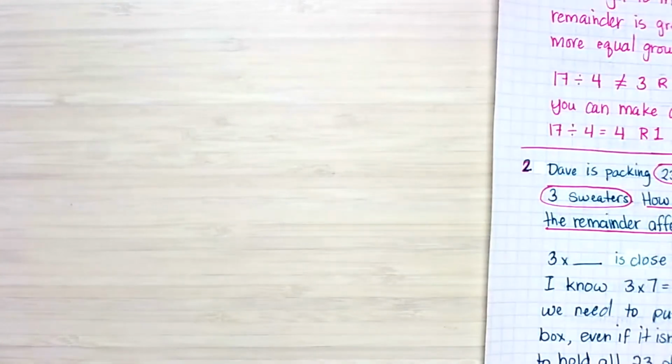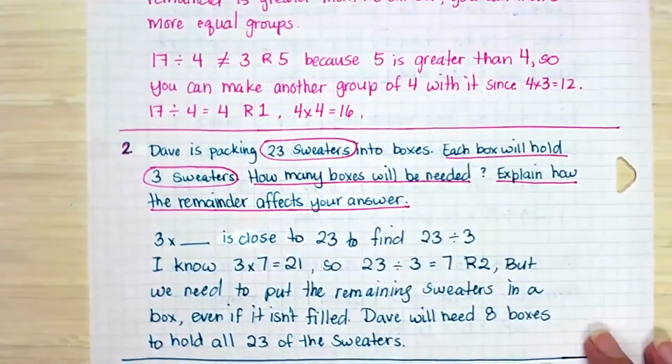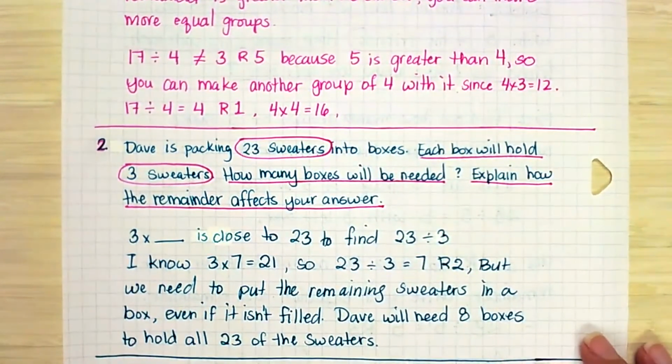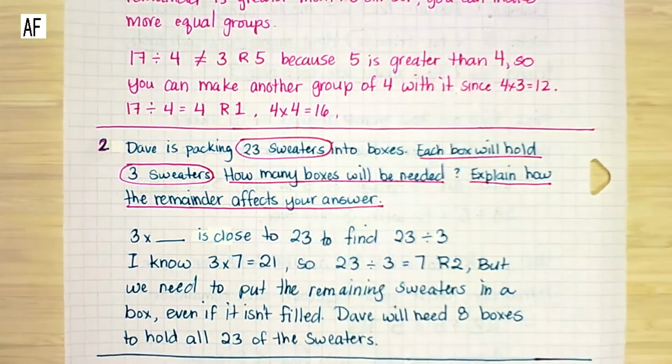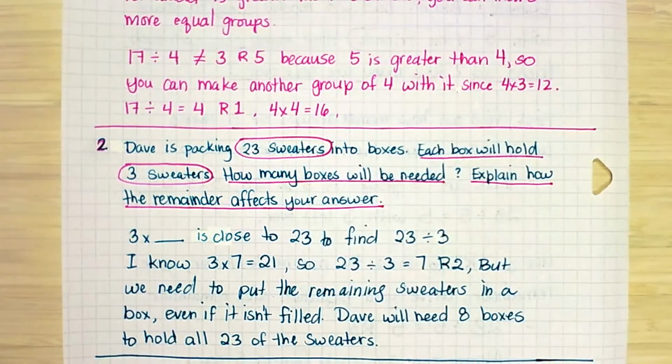Let's take a look at our next guided practice question. For number 2, it says Dave is packing 23 sweaters into boxes. Each box will hold 3 sweaters. How many boxes will be needed? And then it says, explain how the remainder affects your answer. So 3 times a number is close to 23. So we have to figure out what 23 divided by 3 is.